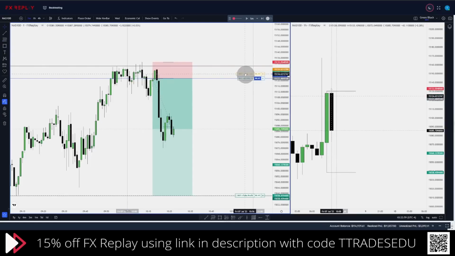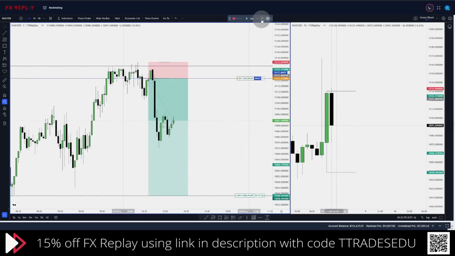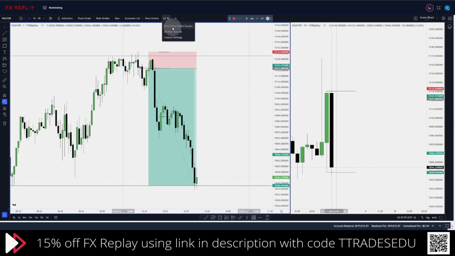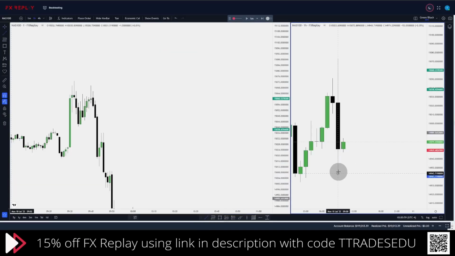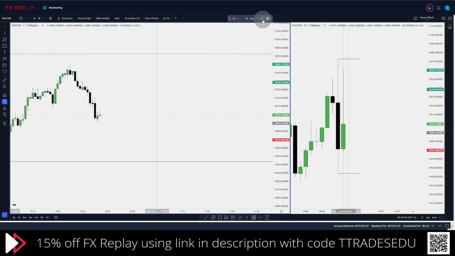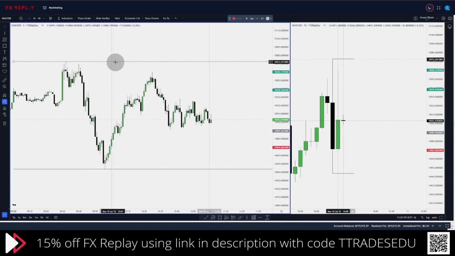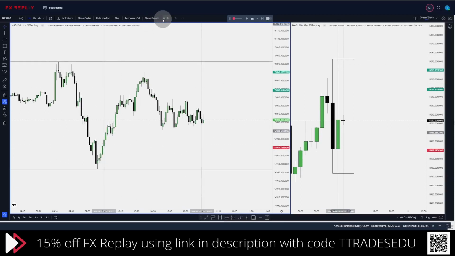So it hits 3R. So I'll move my stop to break even. And there we go. Go to the next silver bullet. Let's mark out this high and low. Price did not sweep either side within our range, so we'll go to the next day.